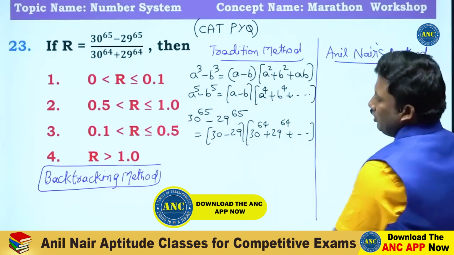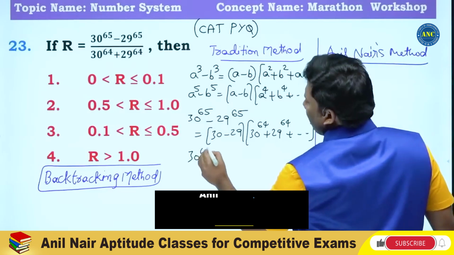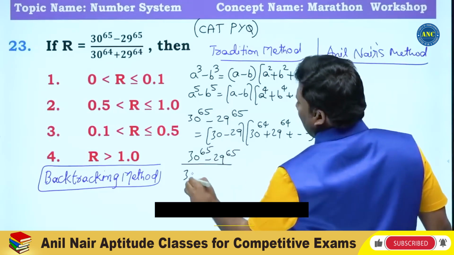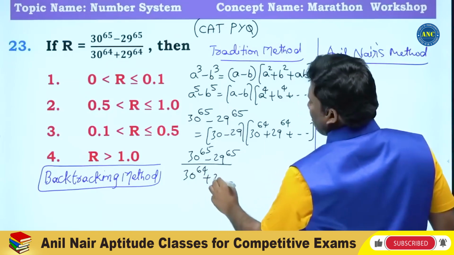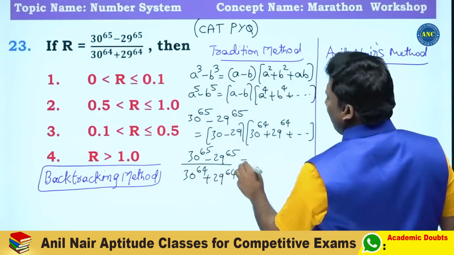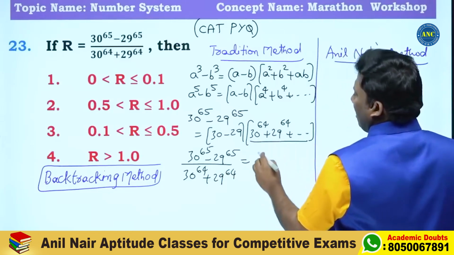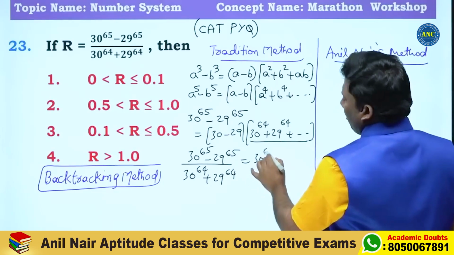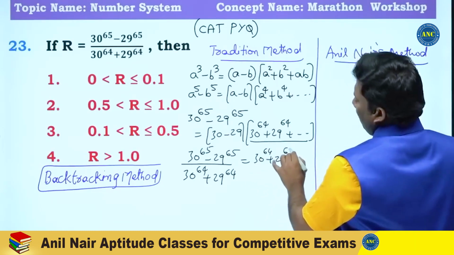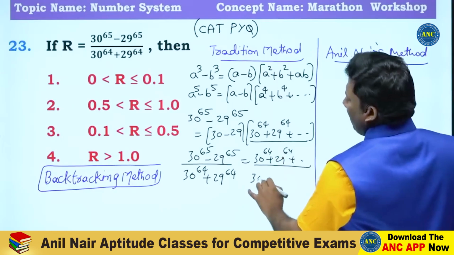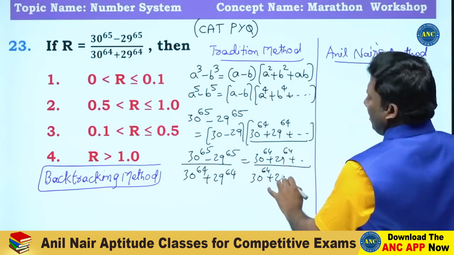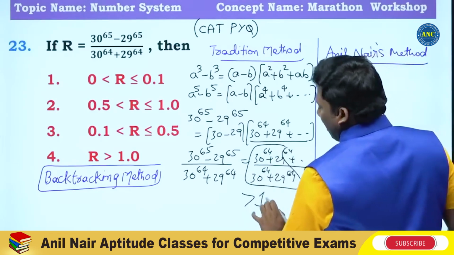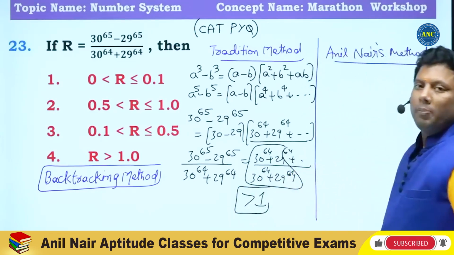So if I divide 30 power 65 minus 29 power 65 by 30 power 64 plus 29 power 64, this entire thing is divided: 30 power 64 plus 29 power 64 plus positive, divided by 30 power 64 plus 29 power 64. This is 1 plus something. The answer is greater than 1. I hope it is clear.